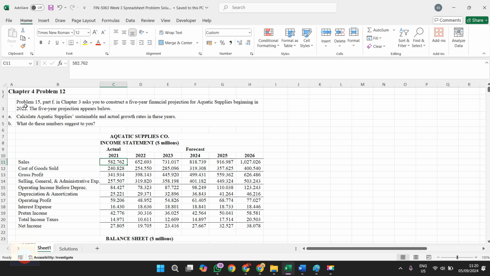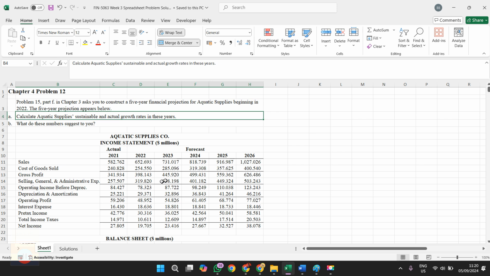The main purpose of the document is to calculate sustainable growth and actual growth for these years. So we need to calculate how the sustainable growth of the company and the actual growth rate that happened for the company, both. And based on the information that we acquire from the analysis, we need to make some comments on the results that are achieved, and we should provide some suggestions to the organization.